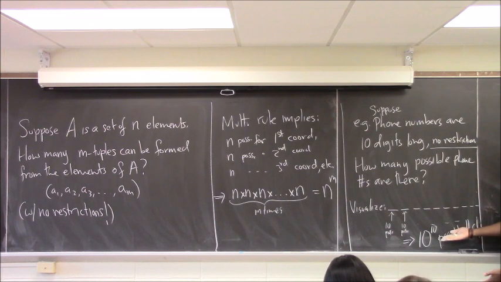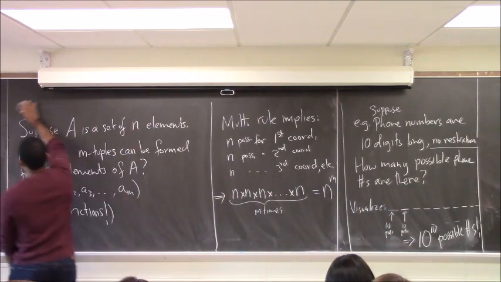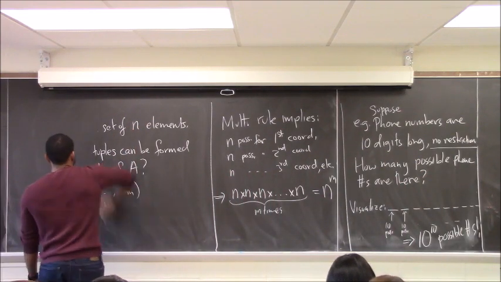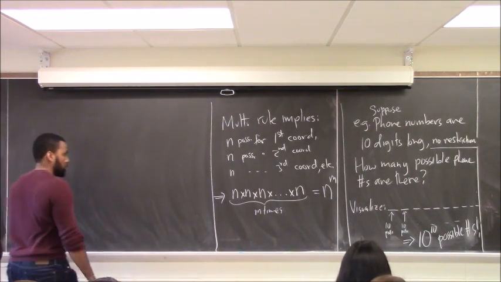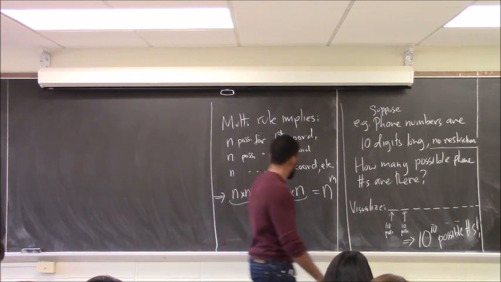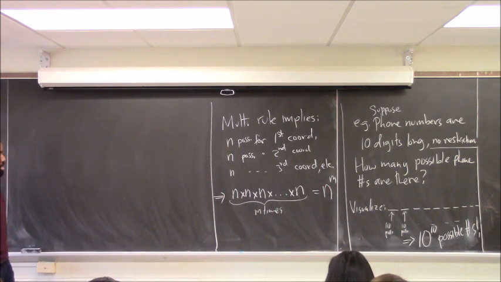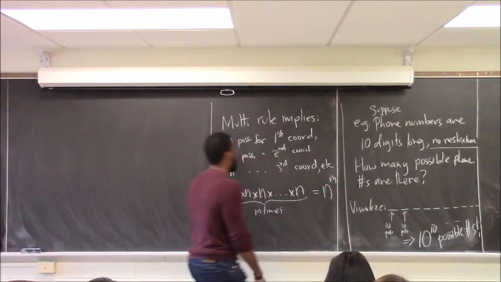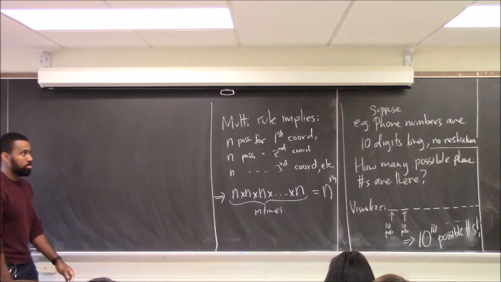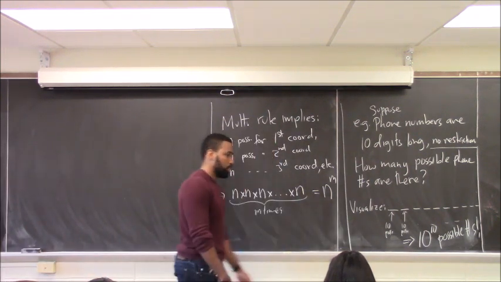Right. Now, you wouldn't want to have to count to 10 to the 10. It's a very big number. 10 to the 6 is already a million, and then this is worse than that. Okay, so yeah, I just counted all the possible phone numbers, 10 to the 10, right?